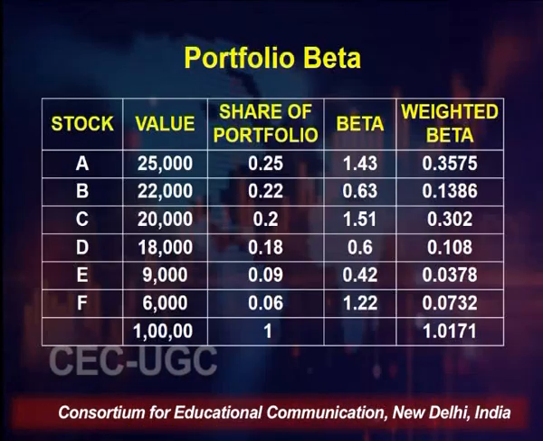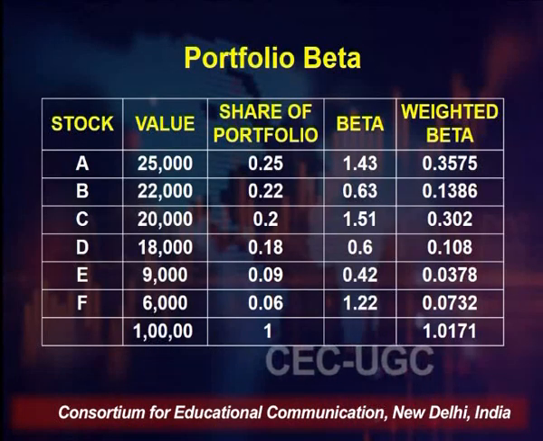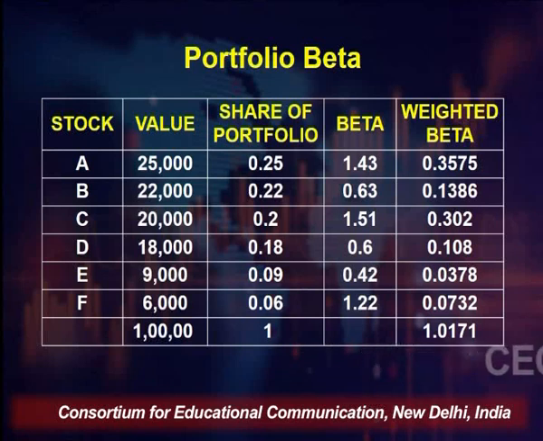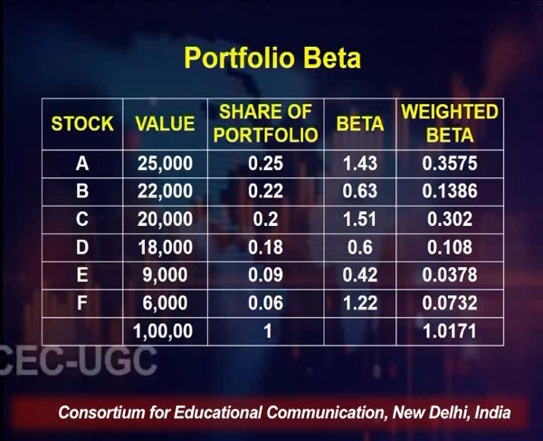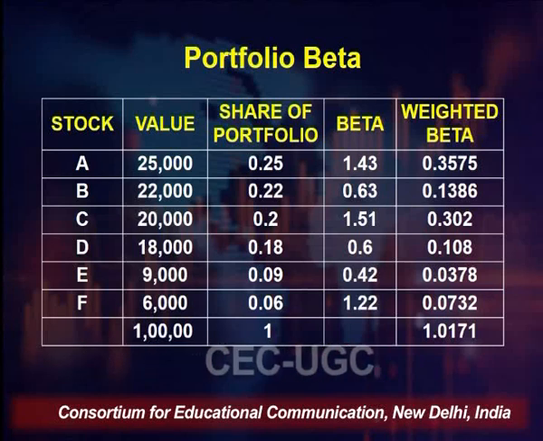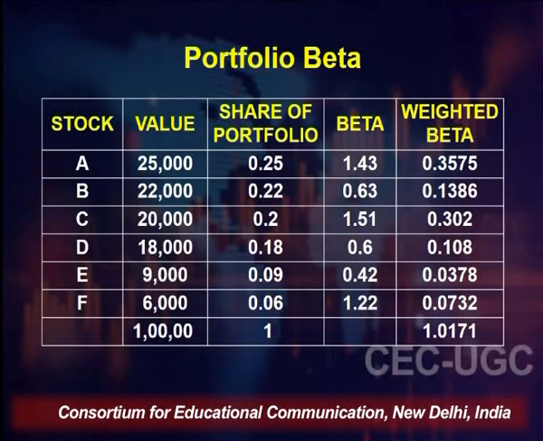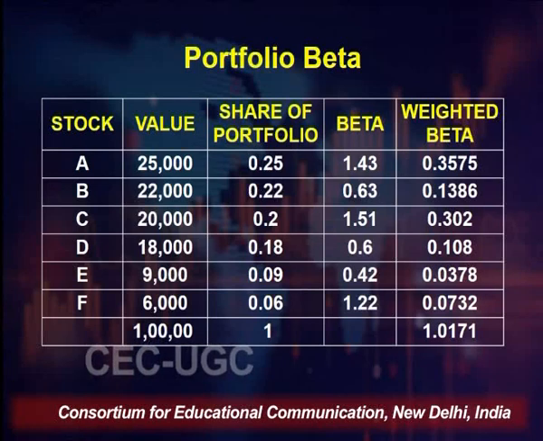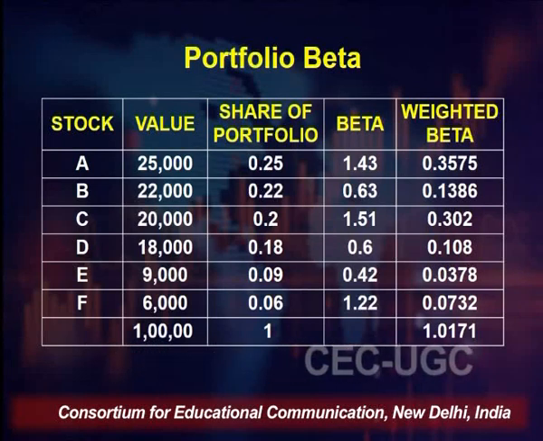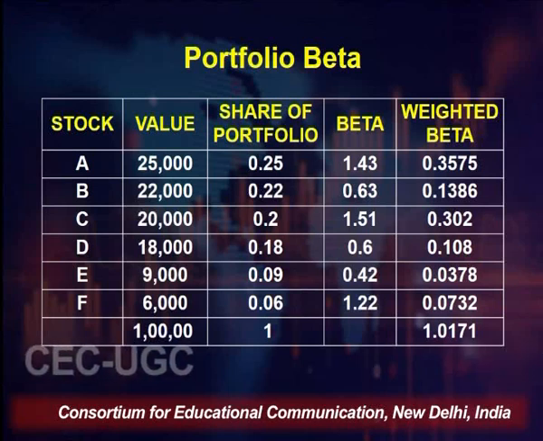Now if we do the calculation of this 1 lakh, how have we divided? We need to calculate the share of each stock in the portfolio, or in other words, the weightage of stock A, the weightage of stock B, and so on. For stock A, my weight W will be 25,000 divided by 1 lakh, which comes out to be 0.25. The second stock, 22,000 divided by 1 lakh, so the weightage comes out to be 0.22. For stock C, it is 0.20. For stock D, it comes out to be 0.18.